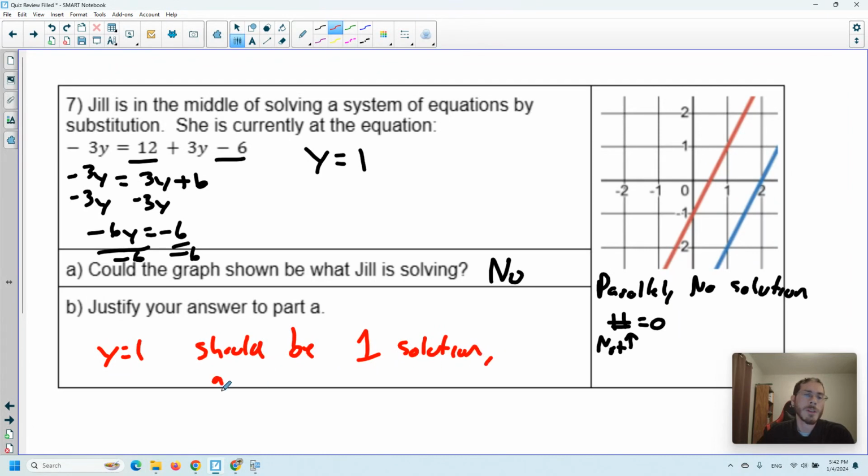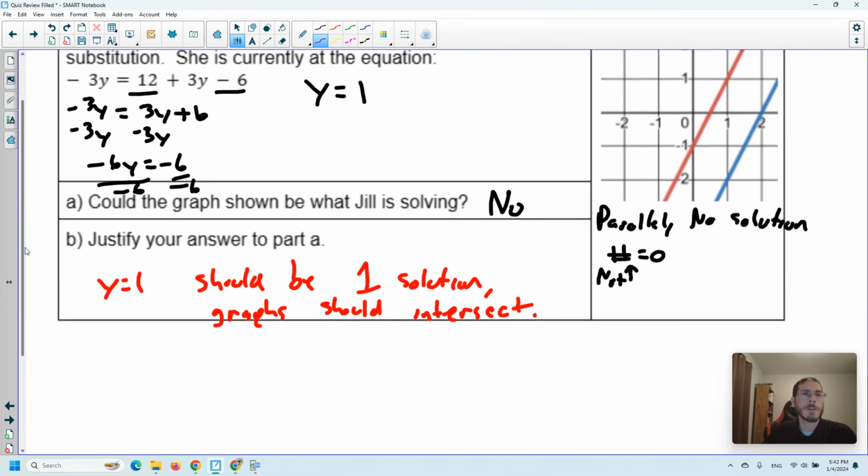If we have one solution, the graphs should intersect. So that's my justification. Now I need the whole thing for my justification, because again, we're trying to show that we know based on the graph how many solutions we should get. So on this graph, parallel lines would be no solution. We get a number that's not 0 equal to 0. If we get y equals a number, that means we're going to get one solution. So there we go. So that one's all done.